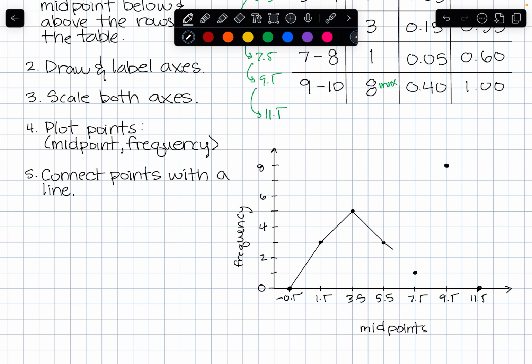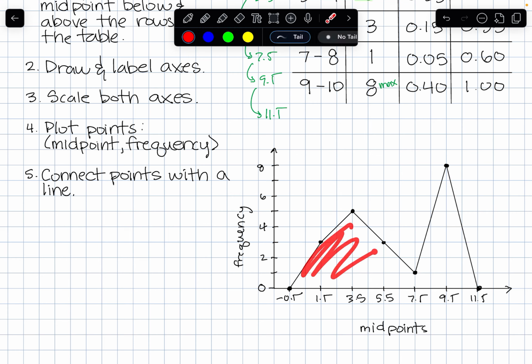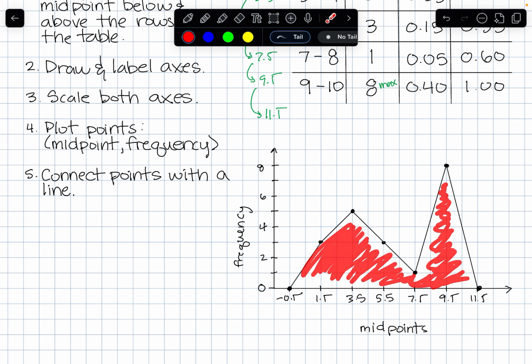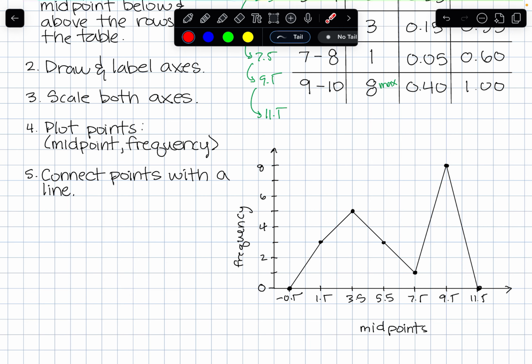And what you'll notice as you construct this graph is that it forms a closed figure with respect to the x-axis. I have bounded in an area here between the lines in my frequency polygon and the x-axis. And that's why it's called a frequency polygon. Polygons are closed shapes formed by straight edges. And that's exactly what we've built in this graph.